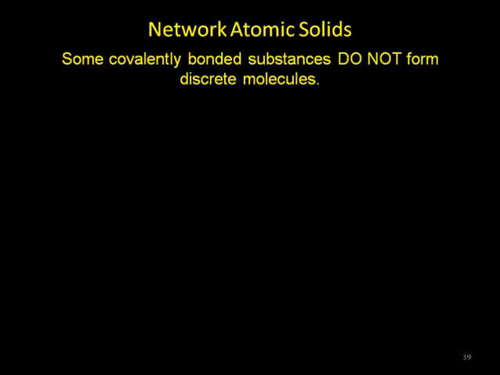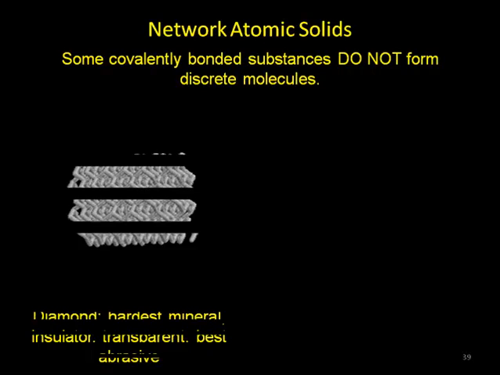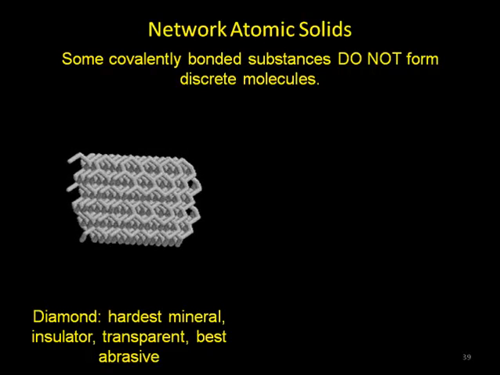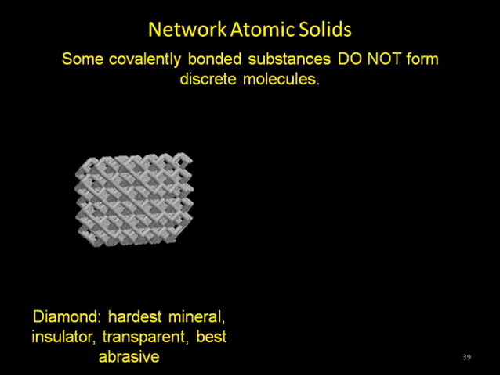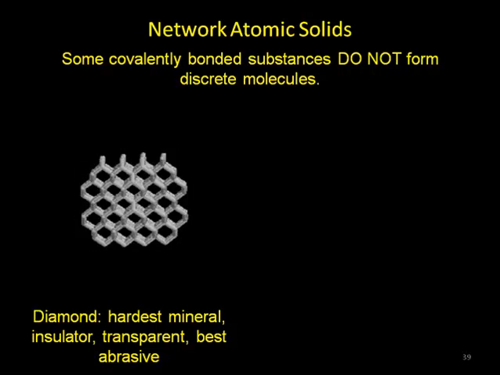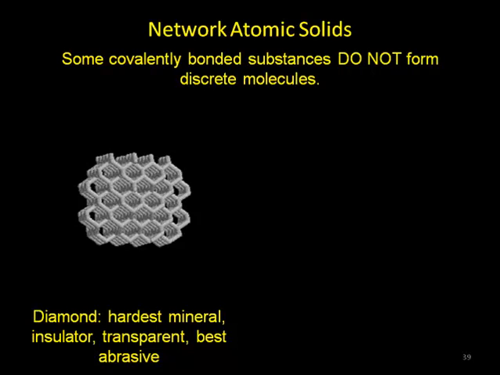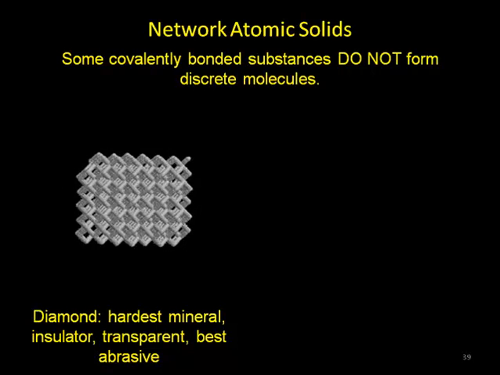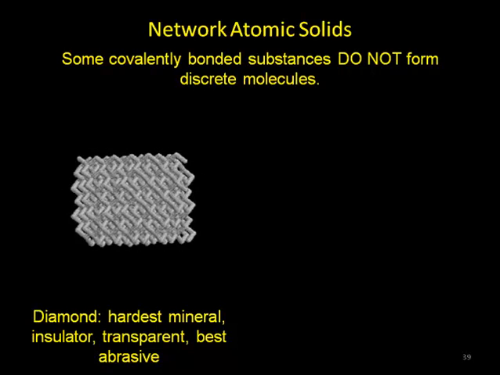The last type of solid is a network atomic solid. Some covalently bonded substances do not form discrete molecules. So diamond here does not form discrete molecules. It's the hardest mineral, it's an insulator, it's transparent, and it's the best abrasive. So if you really need to clean something, use a diamond.